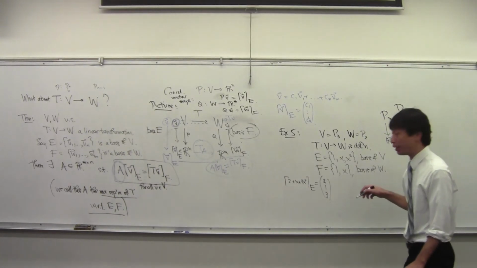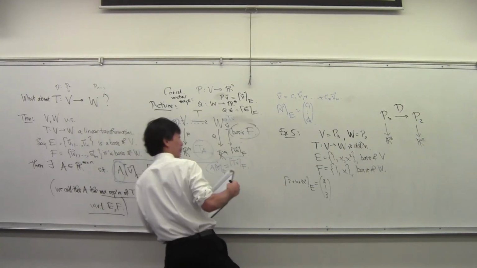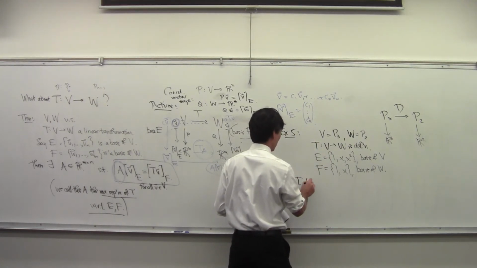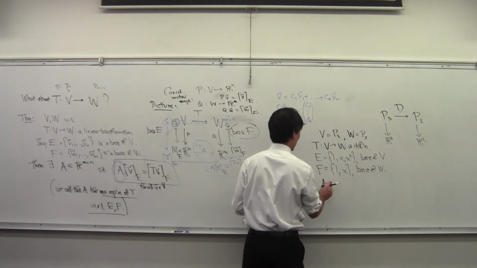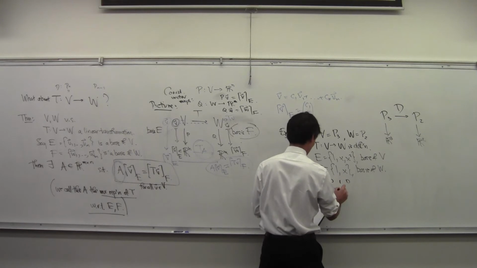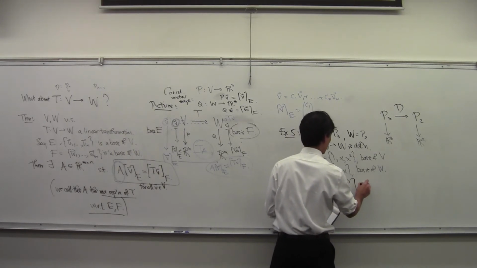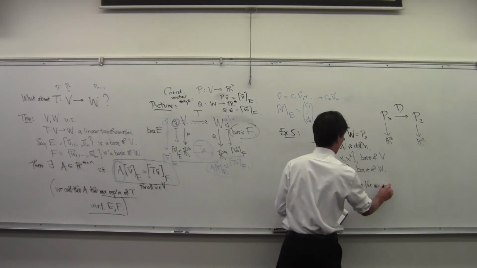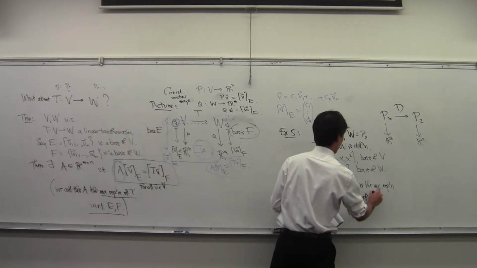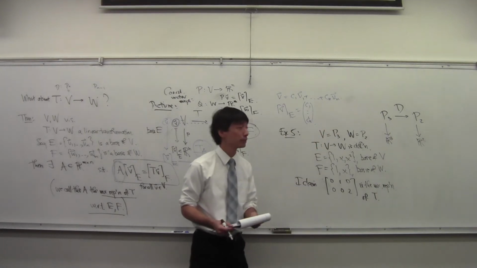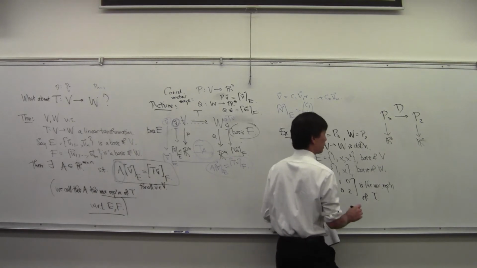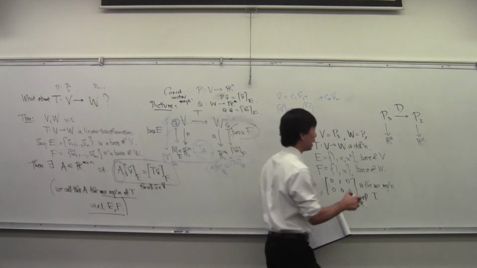So I claim that the matrix 0, 1, 0, 0, 0, 2 is the matrix representation of T. So let's call that thing A, and I'll show you how this works.